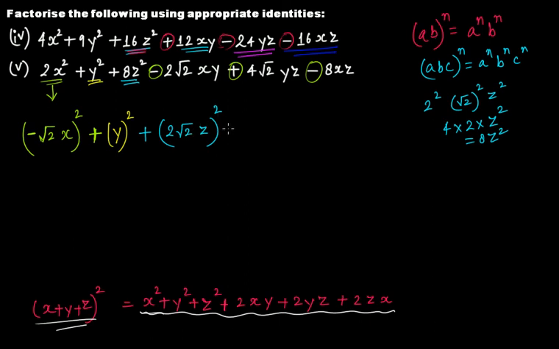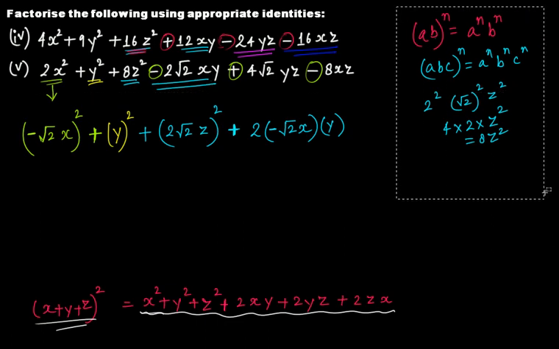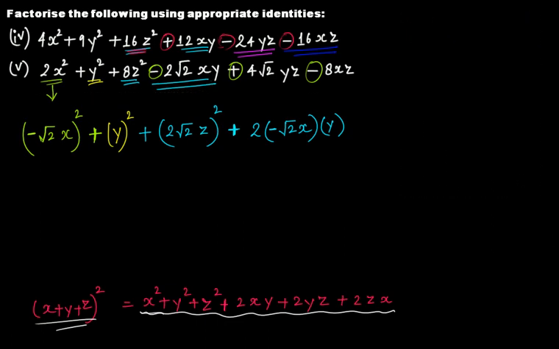Now this is negative, so let's write it as positive, because we'll deal with this minus root 2x. So this is 2 multiplied by this minus square root 2 x, and multiplied by this y. Okay, so we are done with this one also. Let me remove this, I need space. Now it's time for this 4 root 2 yz.